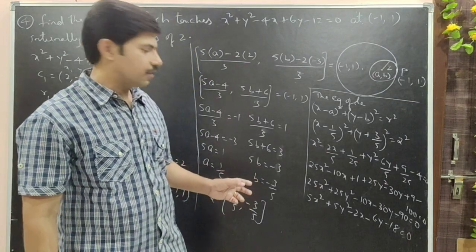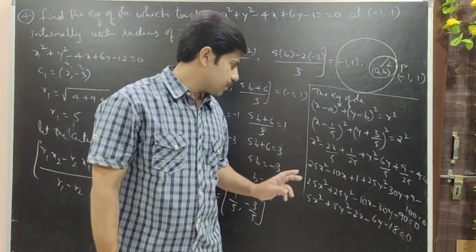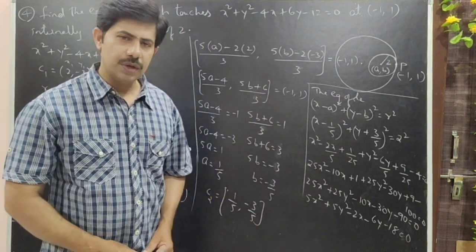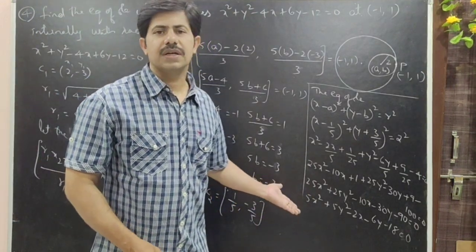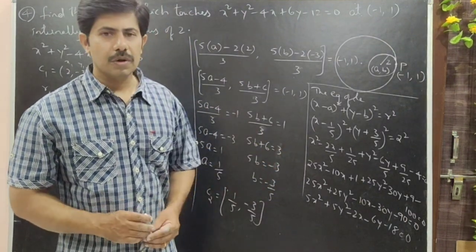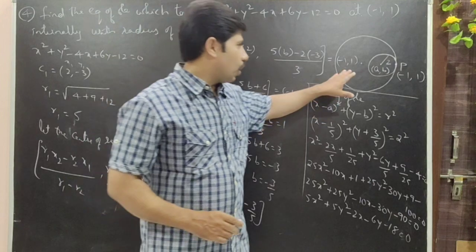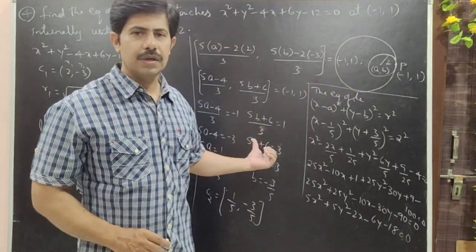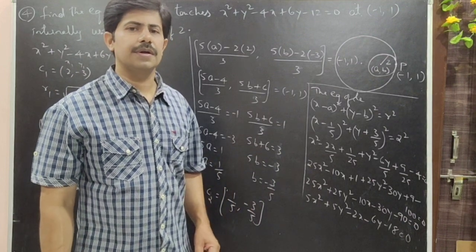So what is the equation of the circle? 5x square plus 5y square minus 2x plus 6y minus 18 is equal to 0 is the required equation of the circle. So this is also a very important problem. It carries 7 marks. Whenever you solve these types of problems, you have to draw the circle, locate the center and radius, and find the equation. So this problem is complete.